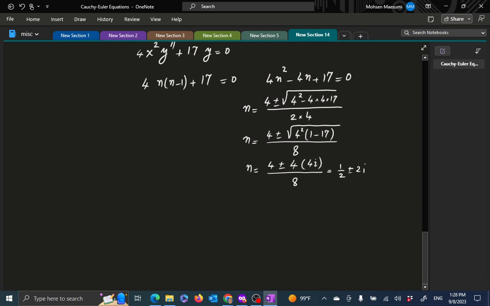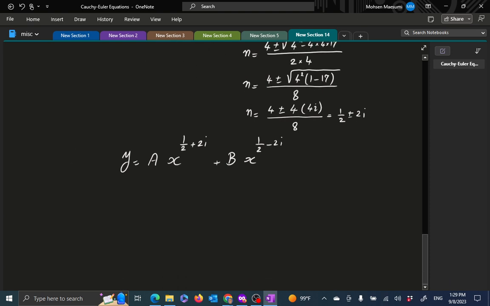So what is my solution? This is just like the very first problem we did. A times x to the power of that funny number, 1/2 plus 2i, and the other one, x to the 1/2 minus 2i. These are my exponents. If you are comfortable with complex exponents, that is good enough. However, most often you are being asked to convert it to the real form.